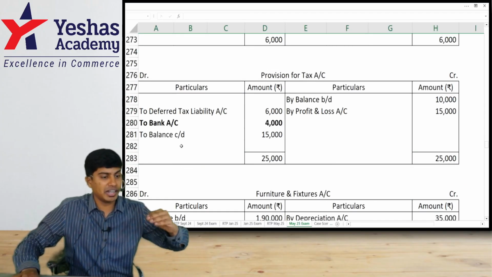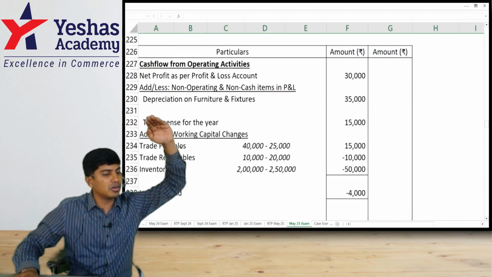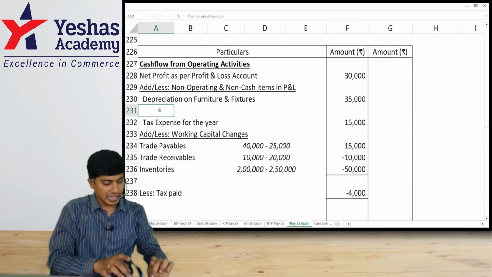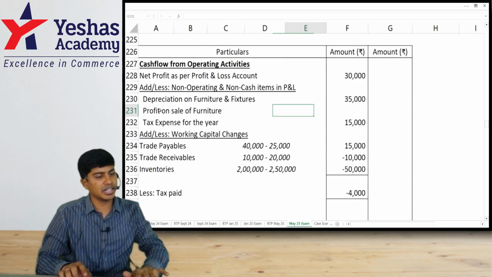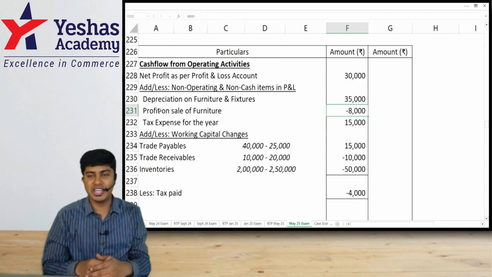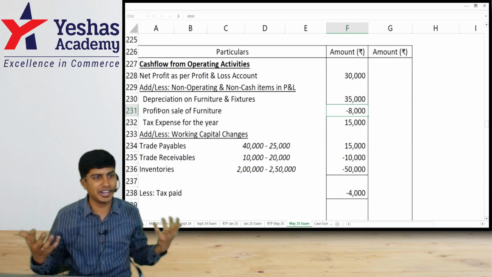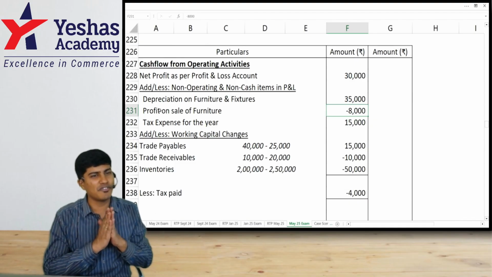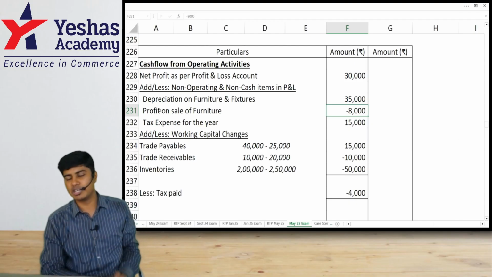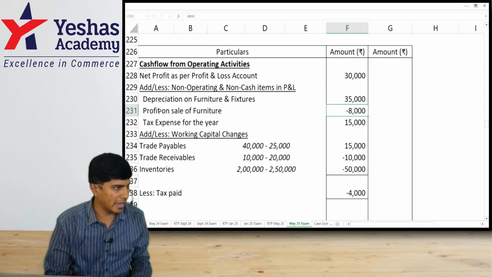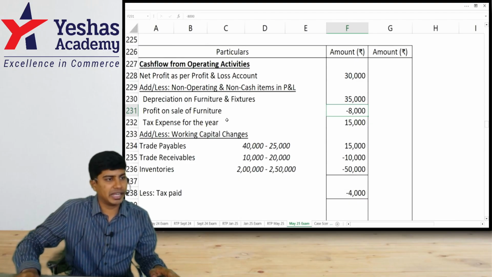When it is credited to P&L, because of this our profit has gone up, no? So I will deduct it. I'll write profit on sale of furniture minus 8. If in case you feel like you've forgotten what to be deducted, what to be added, please do revision of Accounting Standard 3, Cash Flow Statement, without fail. Okay. Then 8,000 minus is over.